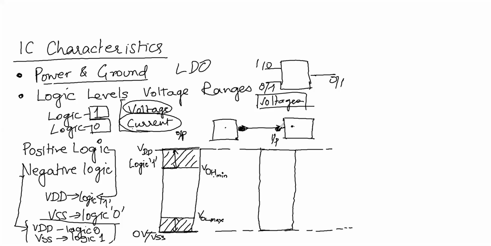On the input side, whatever value I apply as logic 1 should be acceptable as logic 1. So this, let's say, is acceptable as logic 1. Then this value is known as VIH min. What is the minimum value of voltage acceptable as logic high on the input side? Similarly, you will have VIL max.